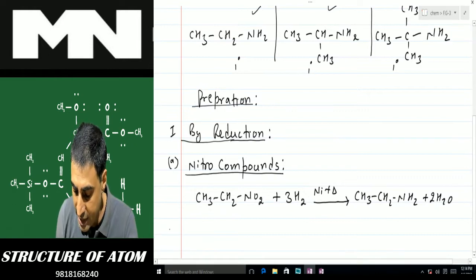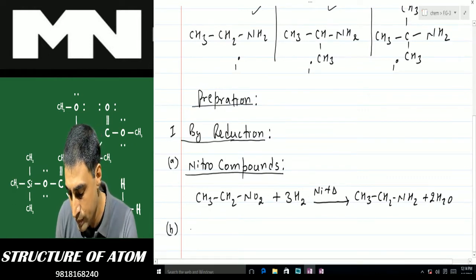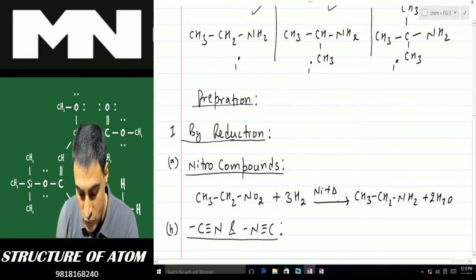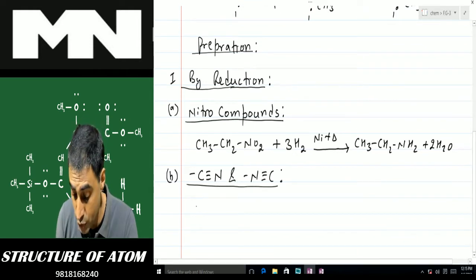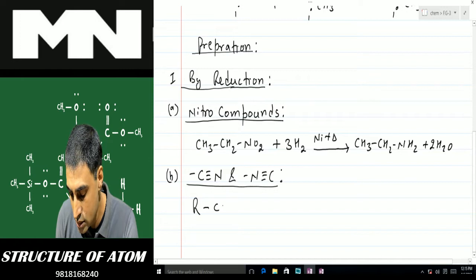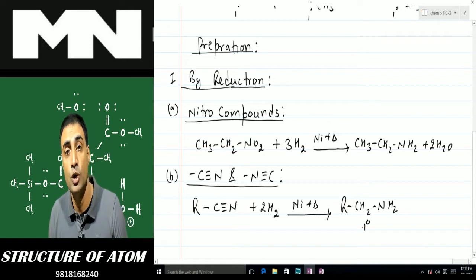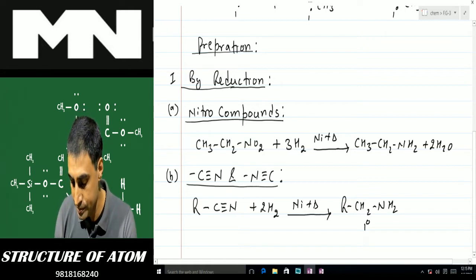I can prepare amines by reduction of cyanides and isocyanides. Suppose I have a compound like RCN. Again I am adding hydrogen, because reduction is addition of hydrogen. In the presence of catalyst nickel and heat, I will get the compound RCH2NH2. You will see that it's a primary amine. So reduction of cyanide will give us a primary amine.